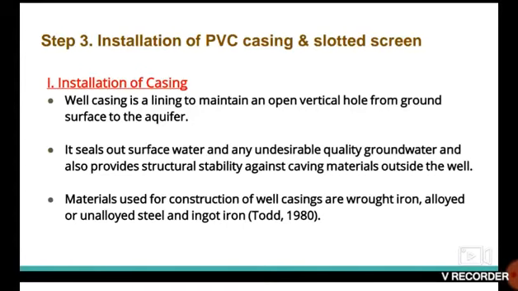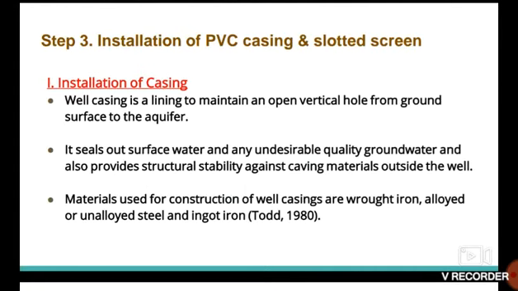Now we will move on to the third step, installation of PVC casing and slotted screen. Casing, I have already told you: we first make a hole and after that we have to insert a pipe. Maybe it is a concrete cylinder pipe, or a PVC pipe, anything. This is to avoid the caving in of soil into the well. It seals out surface water and any undesirable quality groundwater and also provides structural stability against caving materials outside the well. This is the purpose of casing.